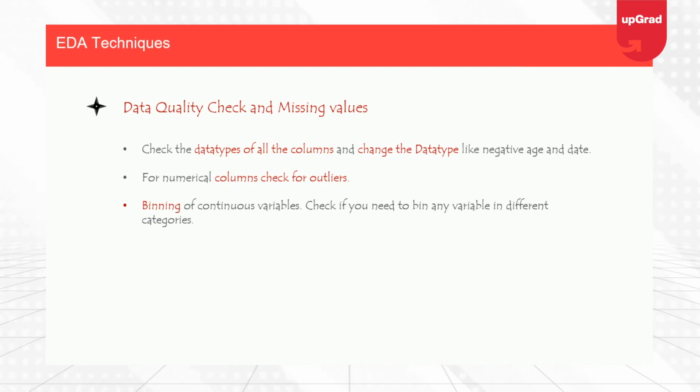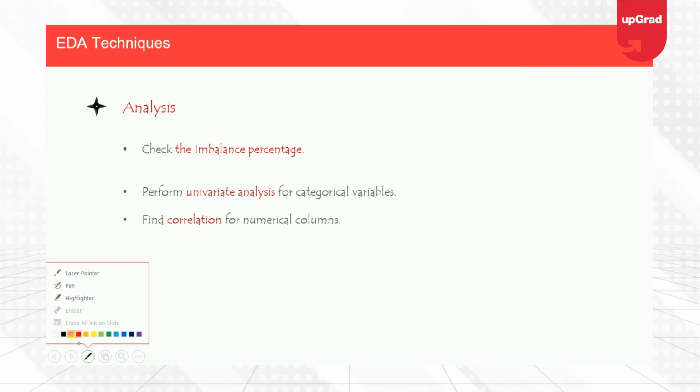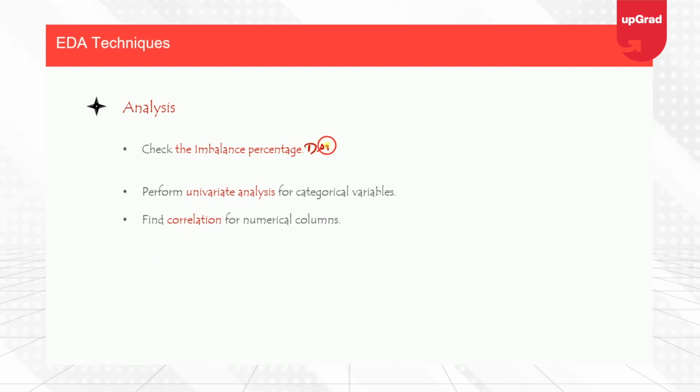All right, now once we have done the data quality check properly and handling of the missing values, the next step that we are supposed to do is basically checking the imbalance percentage in the data. So here we're supposed to check the imbalance percentage. Now you must be wondering what exactly imbalance percentage is. Let's take an example from the present situation of, let's say, COVID.